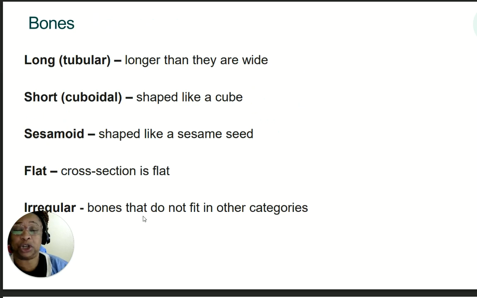We have bones. There are so many different bones in our bodies that we don't know them all. But understanding your anatomy and physiology and the breakdown of those bones will give you a better understanding. Here are some examples. Long bones are tubular. They are longer than they are wide. Short bones are in our fingers, shaped like cubes. We have the sesamoid, which is shaped like a sesame seed. We have our flat bones, whose cross section is flat. And we have our irregular bones, bones that do not fit in the other categories.